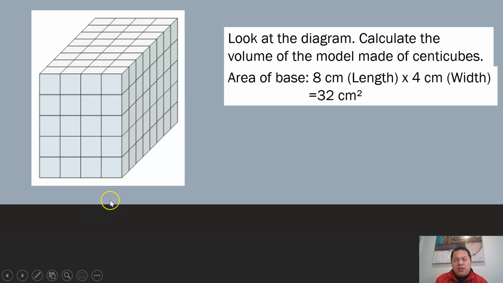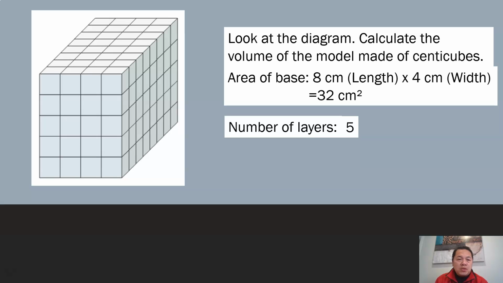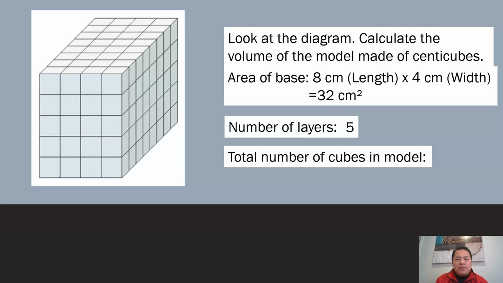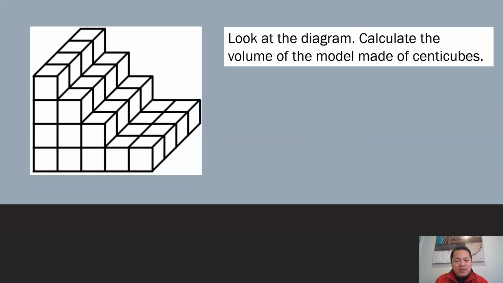So what do we need to do next to find the total number of cubes on this model? That's right, we need to find the number of layers. How many layers are there? There are 5 layers. That's right, so the number of cubes on this model is simply 32 times 5, which is 160. Well done for those who have gotten this correct. Let's move on to another interesting one.